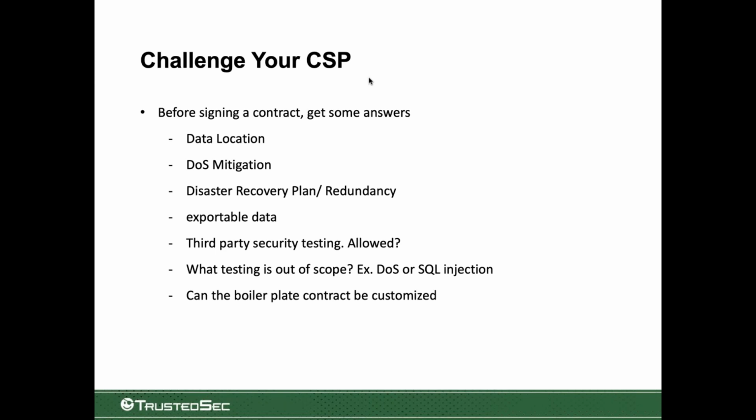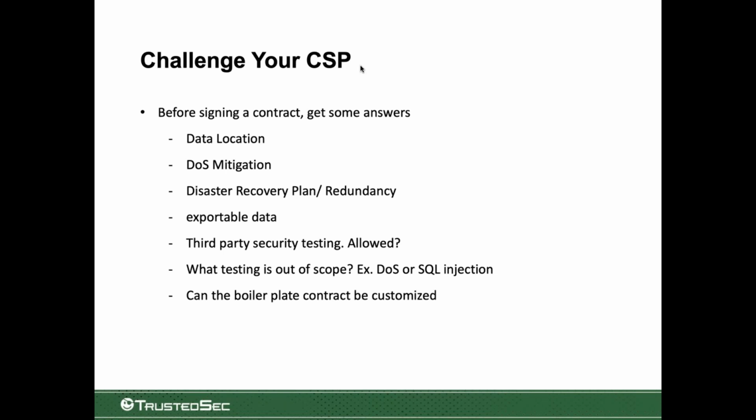Do they have any denial of service mitigation? If I'm paying all the money to host my stuff in the cloud, I don't want to have to pay the money for denial of service mitigation or some other service like that, right? That should be part of the package with your cloud service provider, in my opinion.